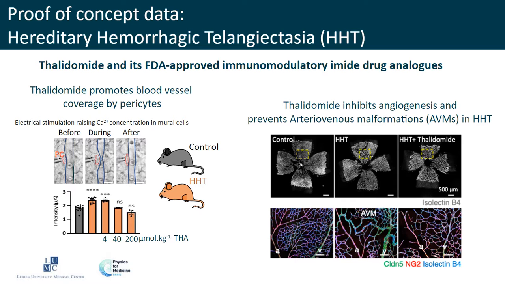When you treat the mice with thalidomide and then you look at the ability of pericytes to induce constriction, we can see that thalidomide was able to rescue this pericyte defect in this animal model. Interestingly, we also found that thalidomide inhibited angiogenesis and prevented the formation of arteriovenous malformation in HHT retina. So this is shown in the right part of the slide, where in the HHT mouse model, you can see very nice arteriovenous malformation. So it's a direct connection between the vein and the artery. And when you treat a mouse with thalidomide, you can prevent the formation of AVM.